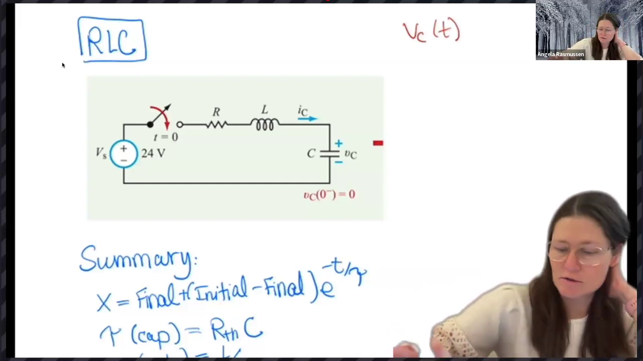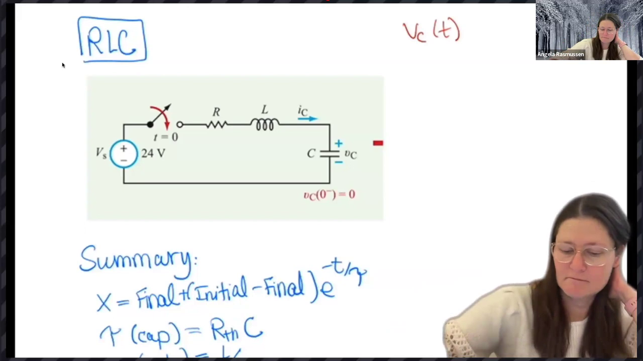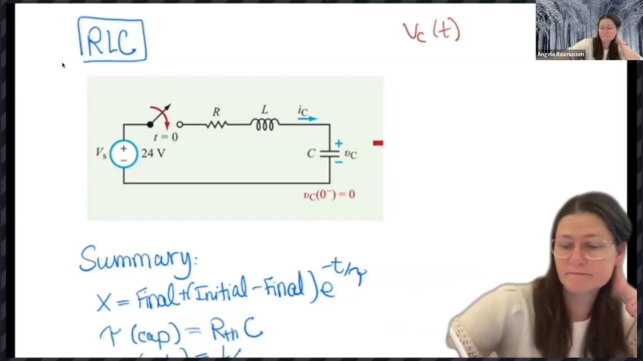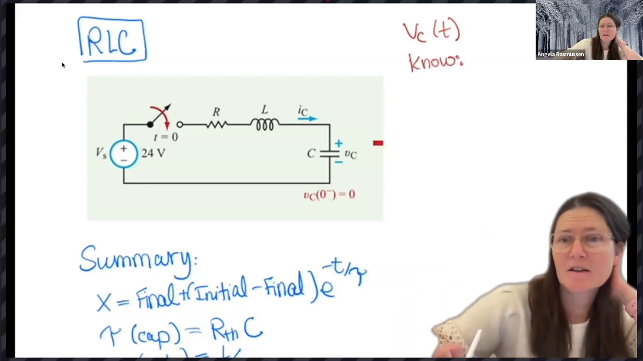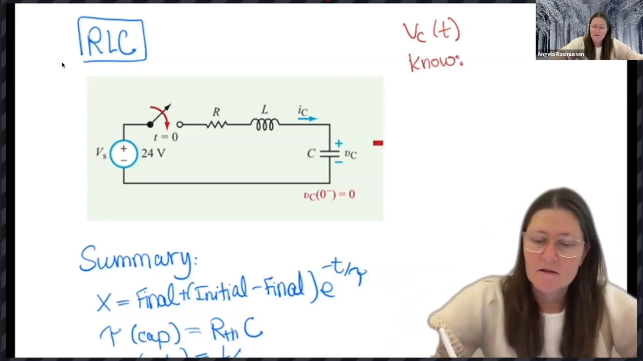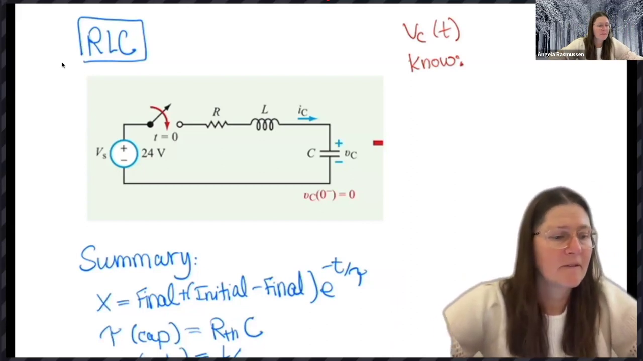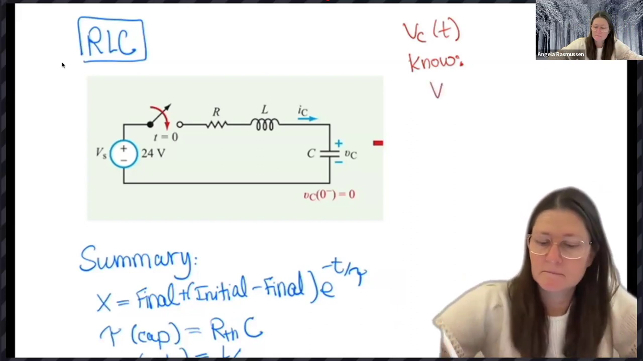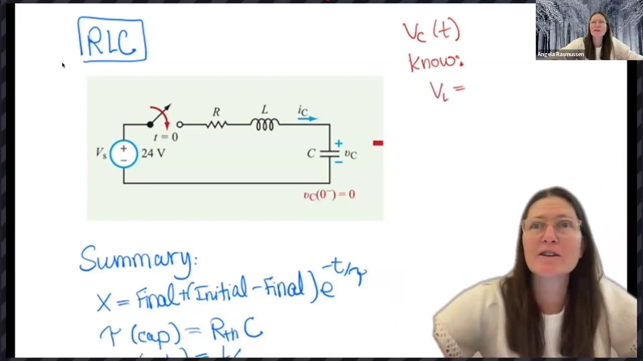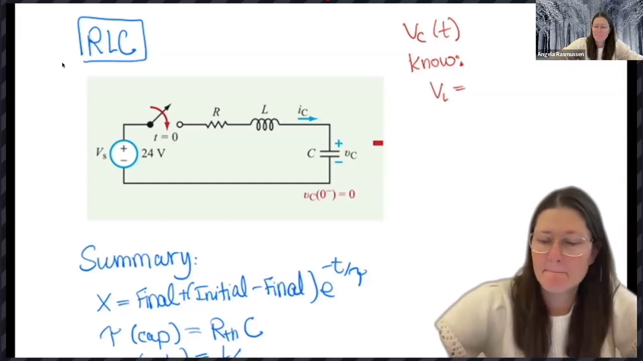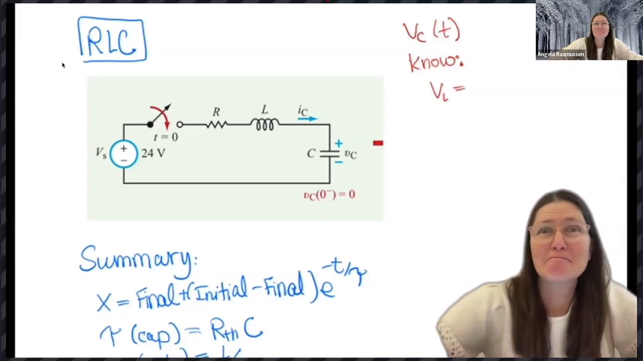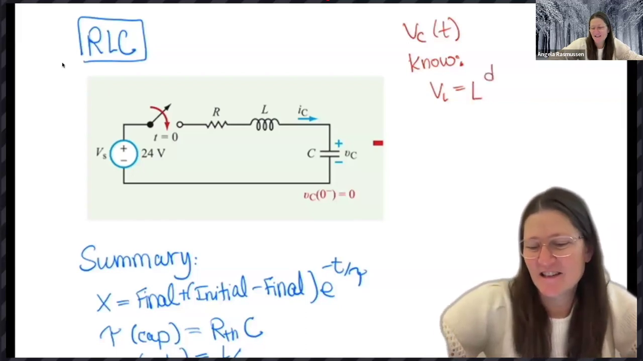So what do I know in this problem? Yes. We know the equations for the capacitor and the inductor, and we also know Kirchhoff's laws that we can use to help combine those into an equation we can solve. Great. So we know VL is what? The equation for VL. Go for it. L times the derivative of the current in the inductor.